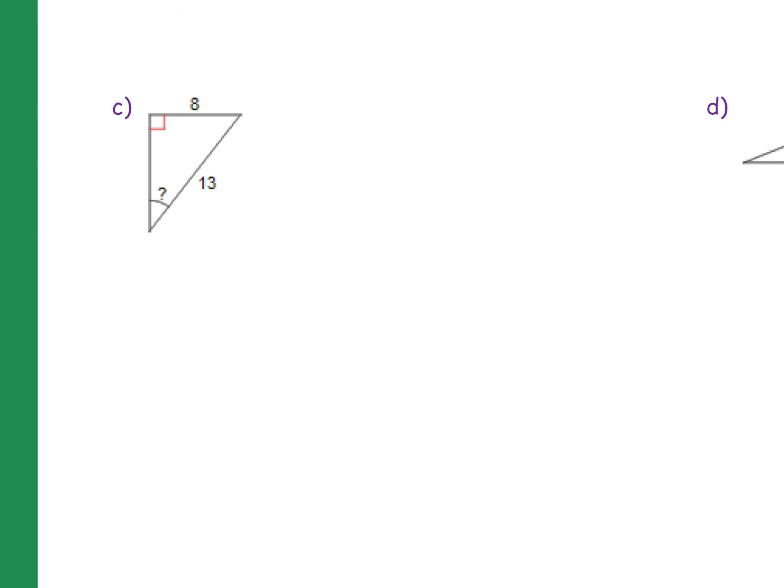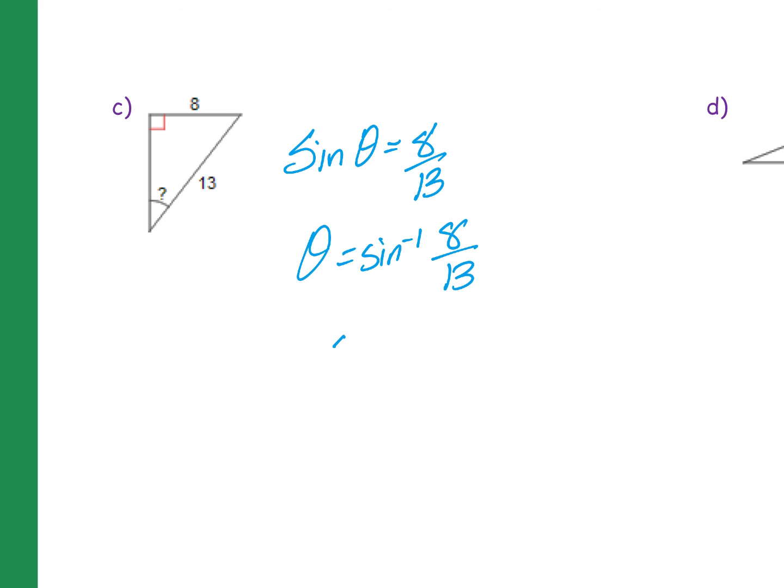So C is sine. So I have sine of theta is going to equal 8 over 13. So theta is going to equal sine inverse of 8 over 13, which is approximately equal to 38 degrees. 3 for 3.